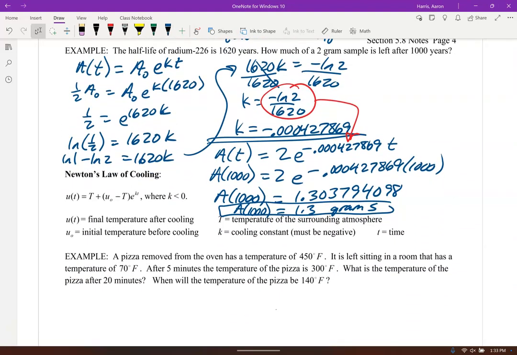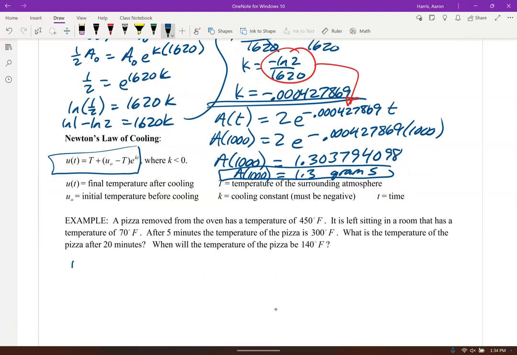All right, let's get into our Newton's law of cooling. So with Newton's law of cooling, this is the scenario where you take something out of the oven that has an initial temperature and you let it sit in your room temperature, and eventually it's going to be whatever the room temperature is, right? But this will tell you how fast it gets to whatever degrees. So here's the formula.